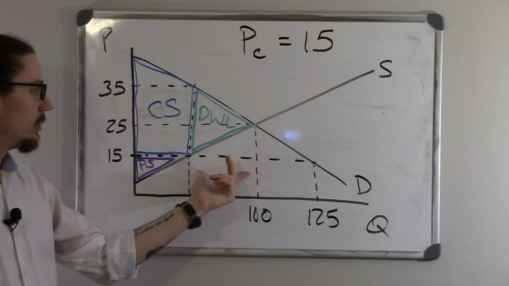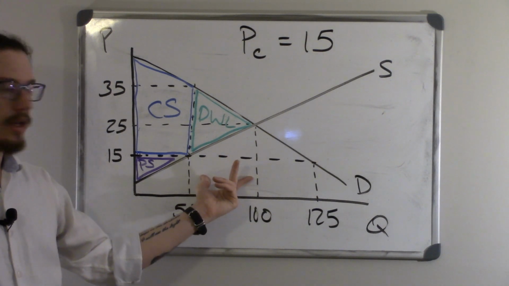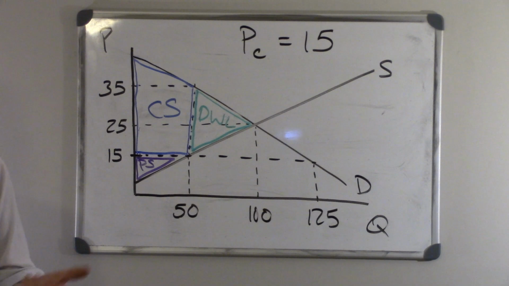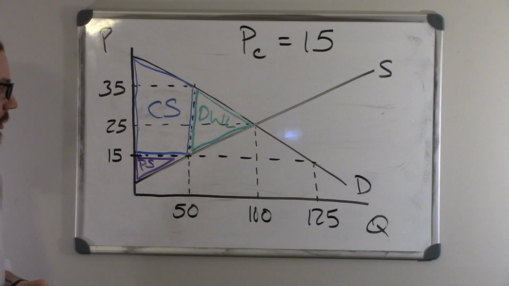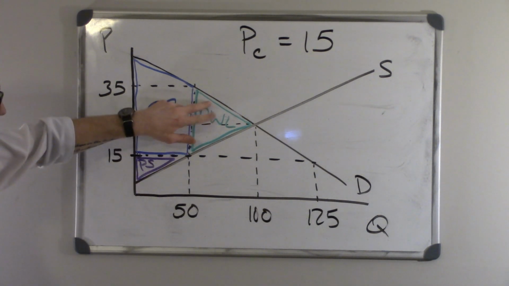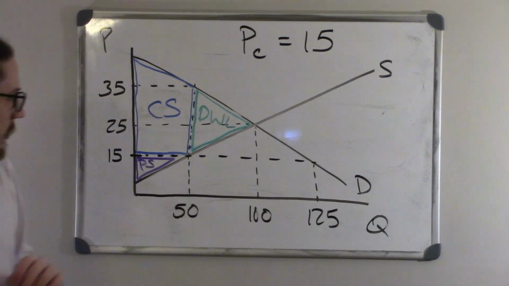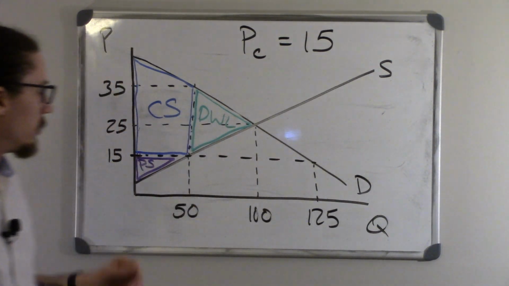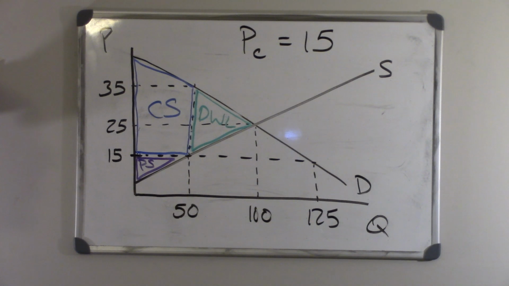These are the 50 units of the good that could have been sold at the equilibrium price, and that amount would have been split in some way between the consumer and producer surplus. Now it's just gone. It's lost, and it's just a deadweight loss.